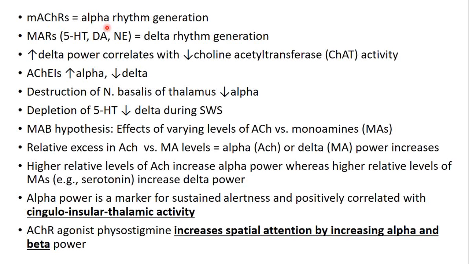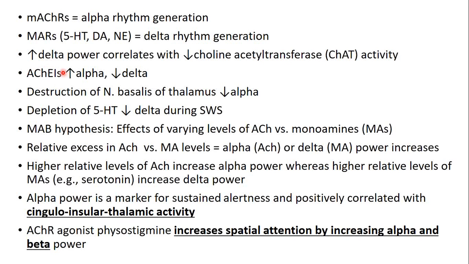The muscarinic acetylcholine receptors are a major source, maybe not the only source, of the alpha rhythm generation when a person is eyes closed in the resting state. Okay? Here's muscarinic acetylcholine, here's monoamine receptors, serotonin, dopamine, norepinephrine, generating the delta rhythm primarily. We find that if we increase delta power, it correlates with decreased CHAT activity. CHAT is the enzyme that makes acetylcholine. Again, showing the balance.